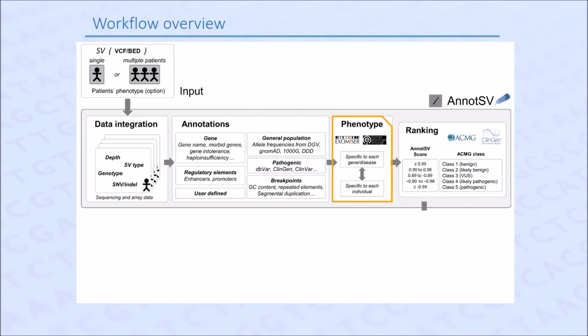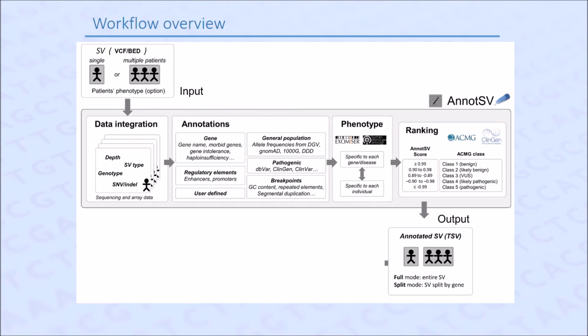Then, if the user has provided some phenotypes in input, the Exomiser module scores each overlapped gene depending on its phenotype. Basically, the more the gene matches the patient's phenotype, the higher the score is. This score is between 0 and 1 and becomes very specific when it is greater than 0.7. Then, AnnotSV applies ACMG/ClinGen rules to score and classify SV among the 5 classes from benign to pathogenic.